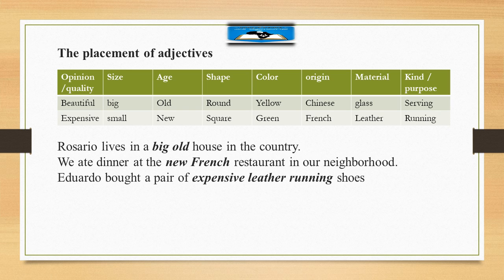So this is how they should be ordered. If you memorize the table the way it is, this will help you in your writing, because you can't use a separate sentence for each adjective. For example, you can't say Rosario lives in a big house in the country, and then say Rosario lives in an old house in the country. You can't repeat the sentence again. So instead of repeating the sentence, you can use both adjectives in one sentence by following such an order. It's very important and efficient for your writing.